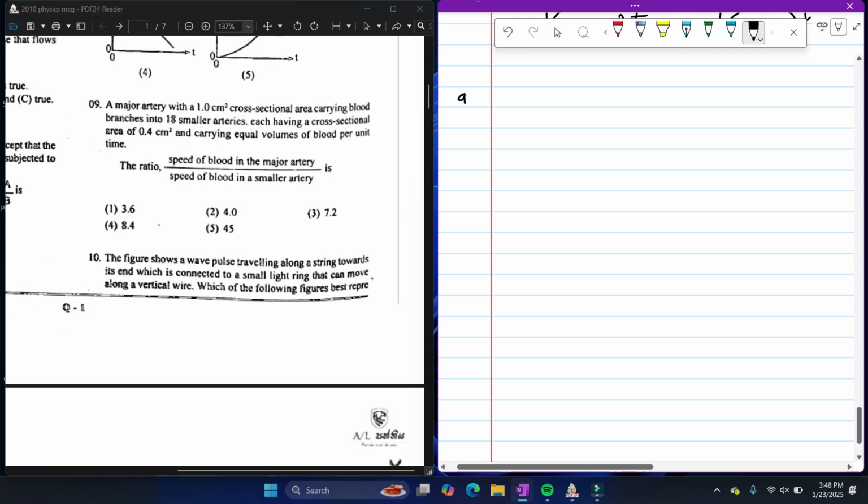Let's call it question number 9, major artery and minor artery. In the major artery, let's say the velocity of blood passing through is V1 and through the minor arteries V2, and the blood volume per unit time in the major artery let's consider as Q1, and the blood volume passing per unit time in the 18 smaller arteries let's consider as Q2.